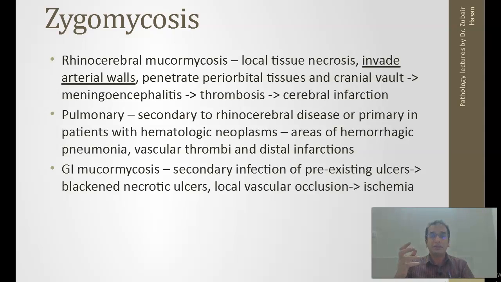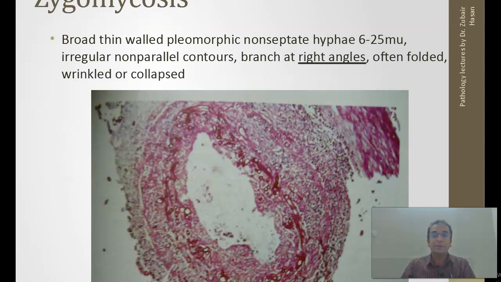They are angioinvasive. Normally, if the immunity is good, there is nothing to worry about. When the immunity is compromised, these fungi tend to invade the blood vessels. They can involve the lungs, secondary to rhinocerebral disease, or primarily in patients with hematologic neoplasms. This manifests in the form of hemorrhagic pneumonia, vascular thrombi, and distal infarctions. Then they can involve the GIT and lead to black necrotic ulcers with local vascular occlusions and ischemia.